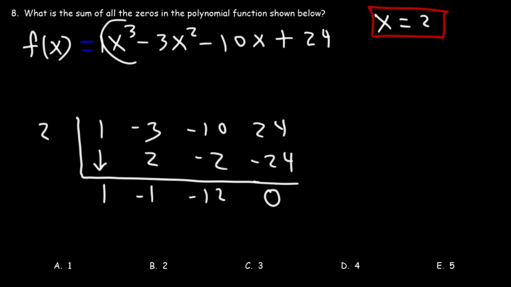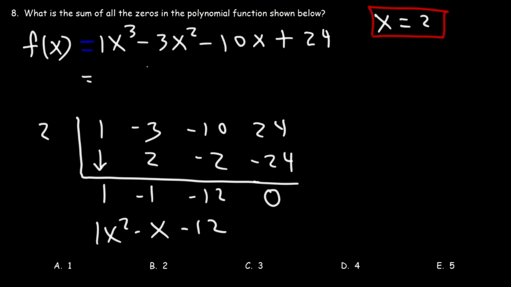So when you divide x cubed by x, you're going to get x squared. This is going to be 1x squared minus 1x minus 12. So now what we could do, let me just get rid of that circle on top, is we can now factor this expression.